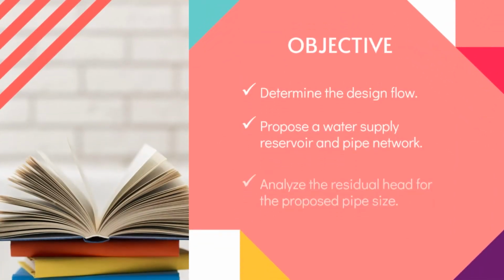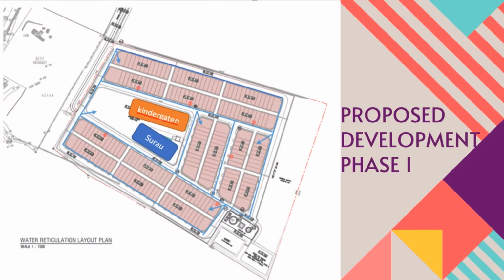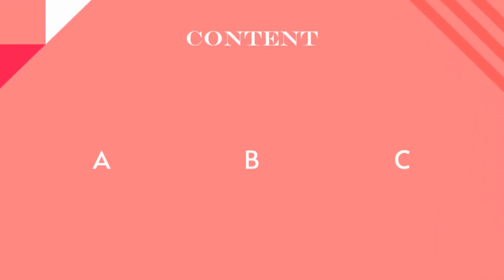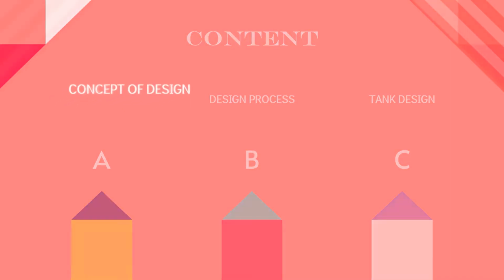The objective of this project is to determine the design flow, to propose a water supply, reservoir and pipe network, and analyze the residual head for the proposed pipe size. This is the proposed development for phase 1, water reticulation layout plan. From the layout plan shown before, I divided this presentation into 3 major topics, which are the concept of design, design process, and tank design.